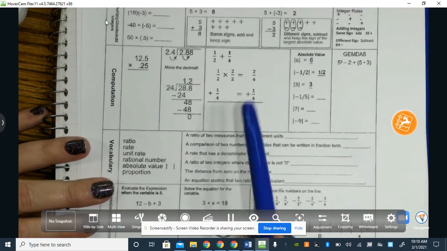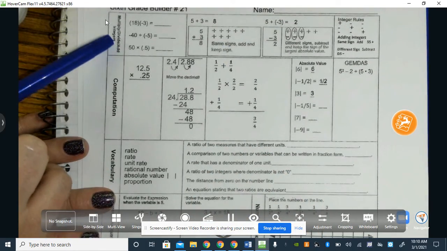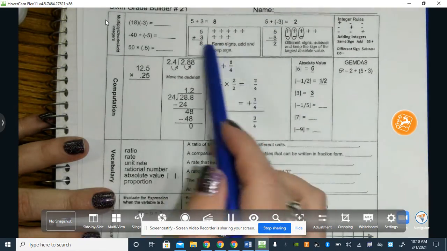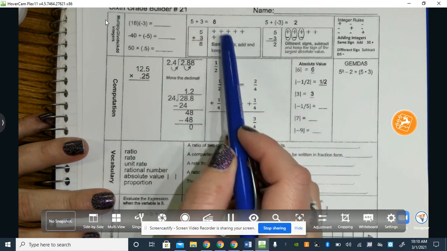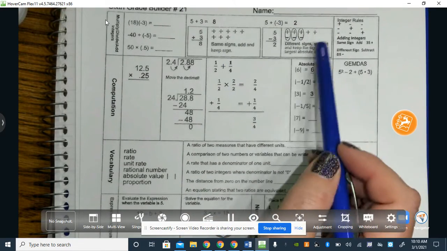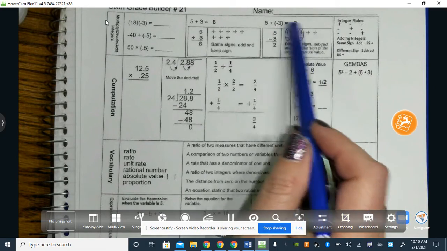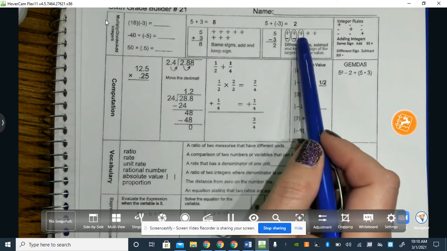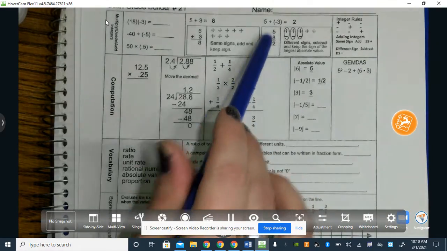Up here on this part where it says multiplying, divide, add integers. This section is adding integers. So they just showed you with some signs. 5 plus 3 equals 8. So same signs, add and keep. 5 plus -3. Different signs, subtract, and keep the sign of the largest absolute value. So I have 5 and then 3 negatives. I cancel out and I'm left with 2 positives. This is just an example, guys.